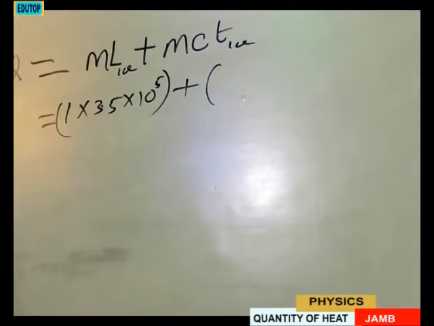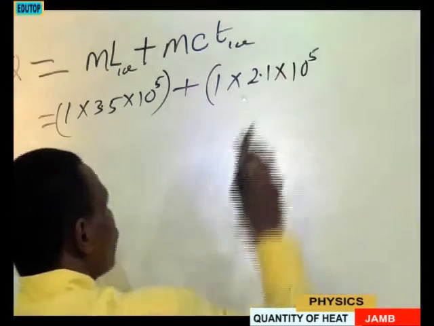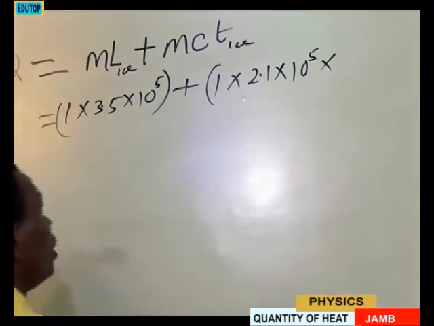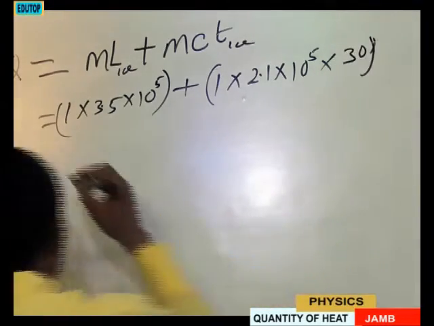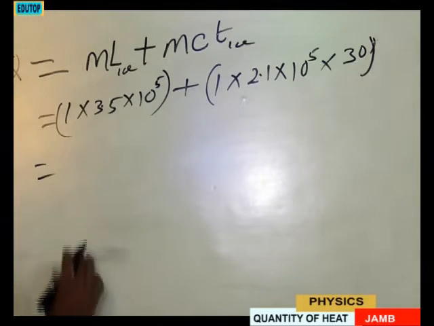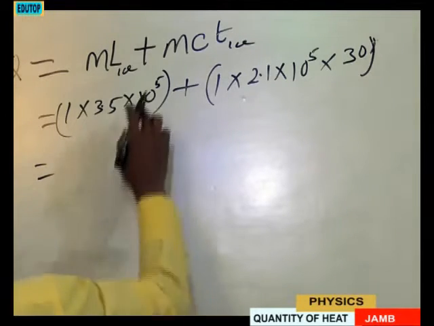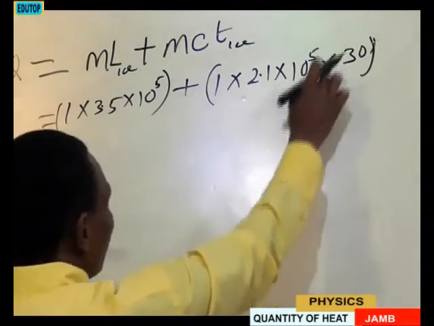What about the temperature change? Let's look at that. We are given the mass, which is 1. Then we are given the specific heat capacity of the ice, which is 2.1 times 10 raised to power 5. Then the temperature is 30. So we are going to solve the two and add it together. So 1 times 3.5 times 10 to the power 5 plus 1 times 2.1 times 10 to the power 5 times 30.